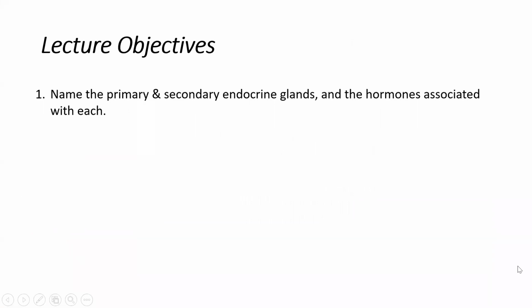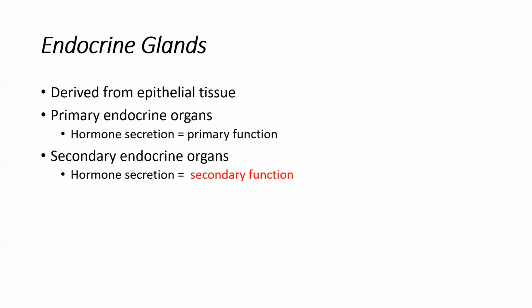A really integrated system. Lots happening in the endocrine system and kind of everywhere in the body, right? We've got a lot of things happening in the brain, a lot of different target organs like the thyroid gland, the pancreas, the testes, ovaries. So there's a lot happening in the endocrine system. Our first objective here is to talk about the primary and secondary glands of the endocrine system, and also talk about some of the hormones that are associated with each of those.